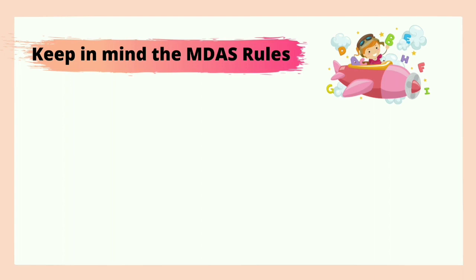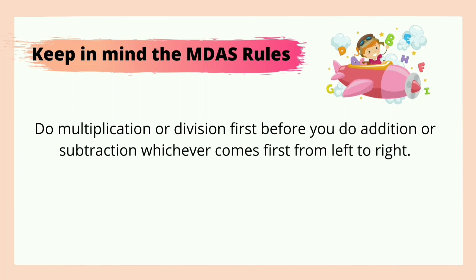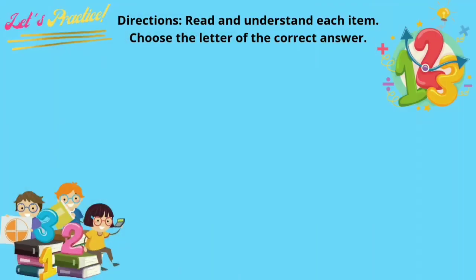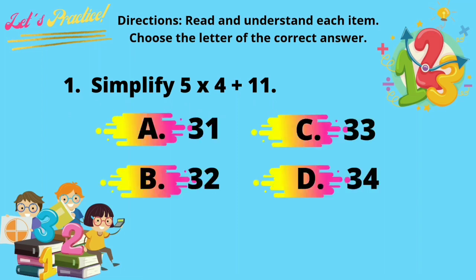Always remember, when performing a series of 2 or more operations, keep in mind the MDAS rules. Do multiplication or division first before you do addition or subtraction, whichever comes first from left to right. Let's practice. Read and understand each item. Choose the letter of the correct answer. Number 1, simplify 5 times 4 plus 11. If your answer is letter A, 31, you are right. We do multiplication first before addition.